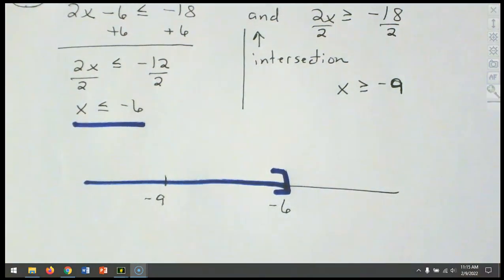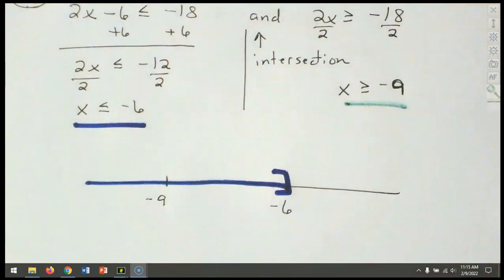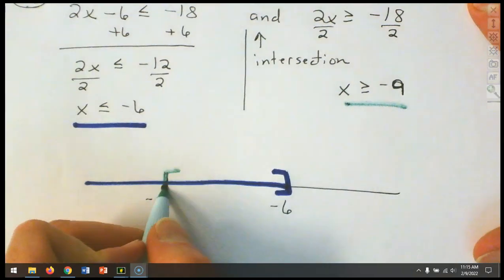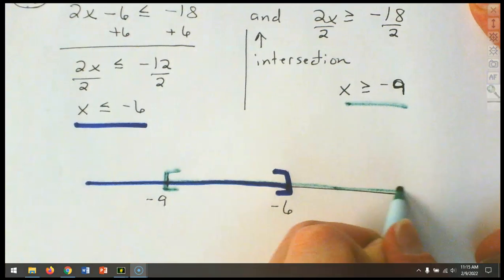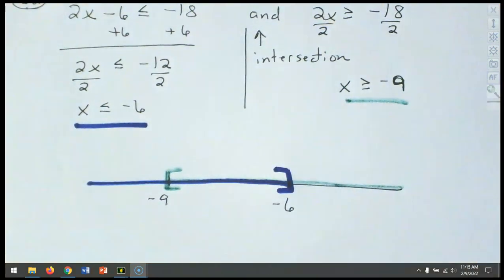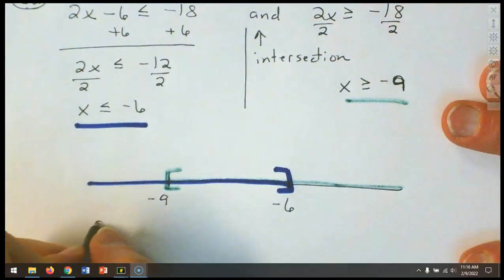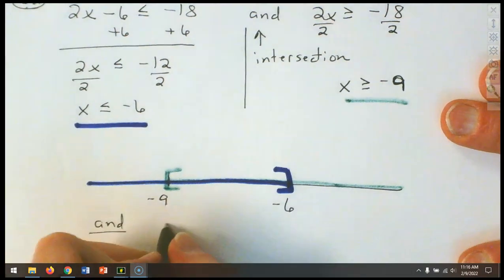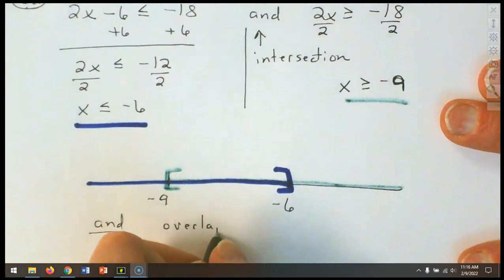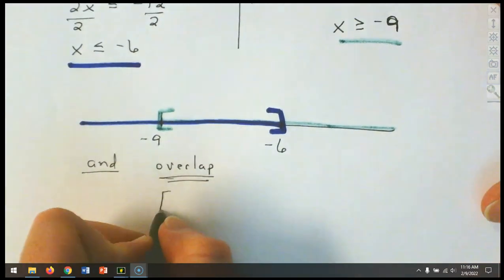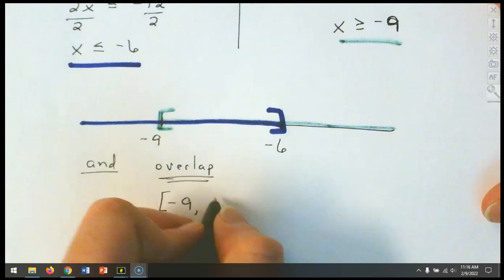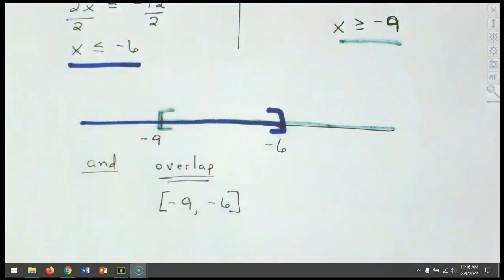What about the other one? Negative 9 is over here, and what does it get? Square bracket, and which way is it pointing? To the right. Yep, so there they are. Now, what does an and mean? Yep, and is where they overlap. And where do these graphs overlap? Between -9 and -6. And that's it. That's all you have to do.